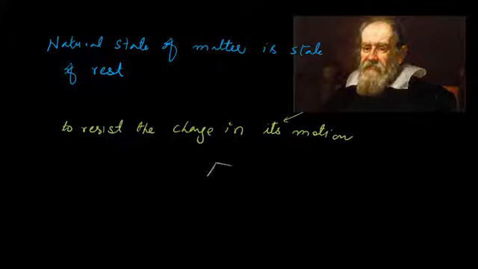For example, let's suppose this is an object. Once you impart a velocity to an object by applying a certain force and set it into motion, the object will rigidly maintain its velocity as long as external retardation or frictional forces are removed. If there is no force of friction, then this object will try to maintain its state of motion. So this was the approach of Galileo.